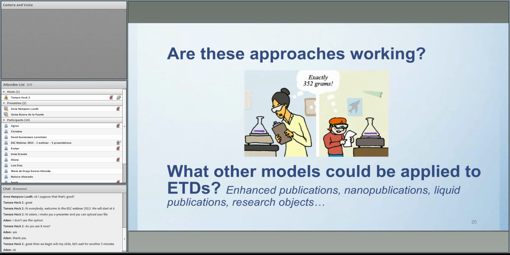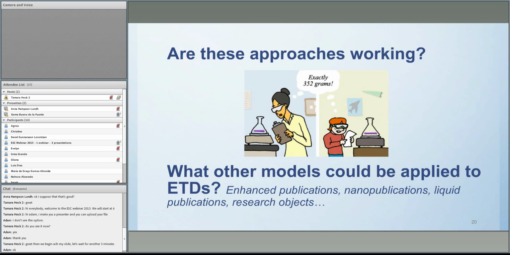And these approaches are okay. We have access to many digital dissertations. That depends also on the policies and laws and so on. But these approaches are working. This comic wants to represent the importance of reproducibility, replication of experiments, or just reuse of data.